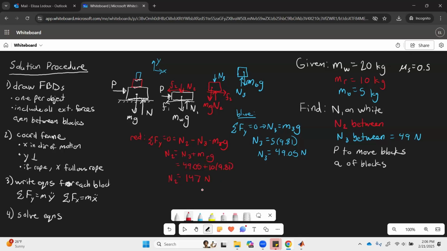So if normal force 2 is 147 newtons, then we can find friction force 2. Fs on 2 equals mu s times N2 equals 0.5 times that 147 equals 73.5 newtons. Okay, so the normal force 2 equals 147. We've got that answer. And the static friction force there is 73.5 newtons.